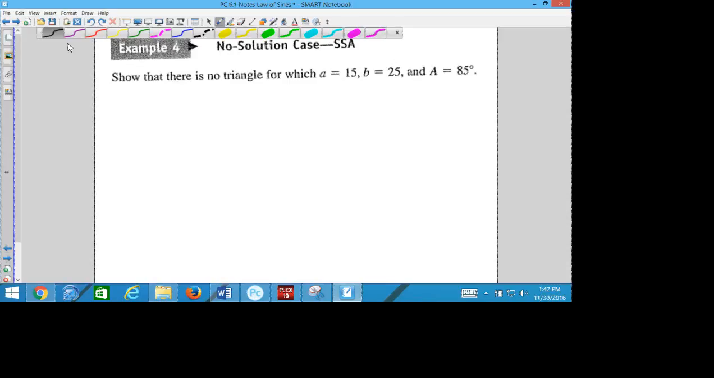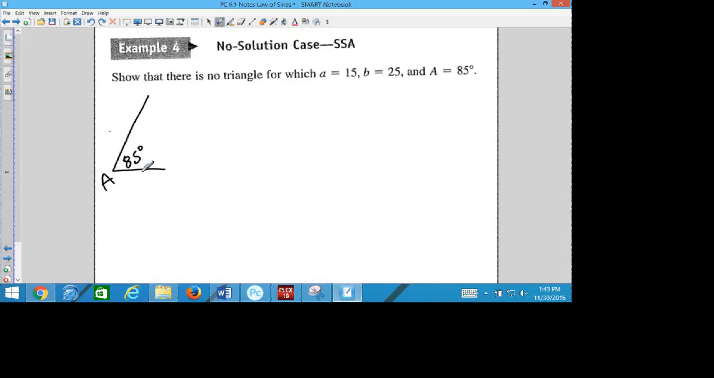The book did not make it difficult. They didn't give you different letters. They stayed with A, B, and C the entire time. So if you just keep setting it up the same way, it'll be easier for you. All right, so 85 degrees is angle A. That's almost 90. Pretty steep angle.